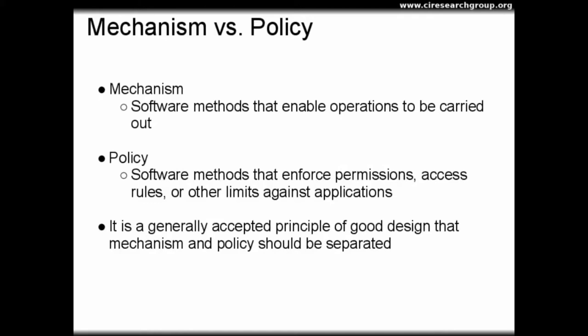Policy, on the other hand, is a set of software methods that enforce permissions, access rules, or other limits against applications. So a policy, for example, would be something that said that only users who met certain criteria could send a message out to a hardware device to blink a light or enable a camera or perform some other hardware function. It's a generally accepted principle of good design that mechanism and policy should be separated as much as possible.